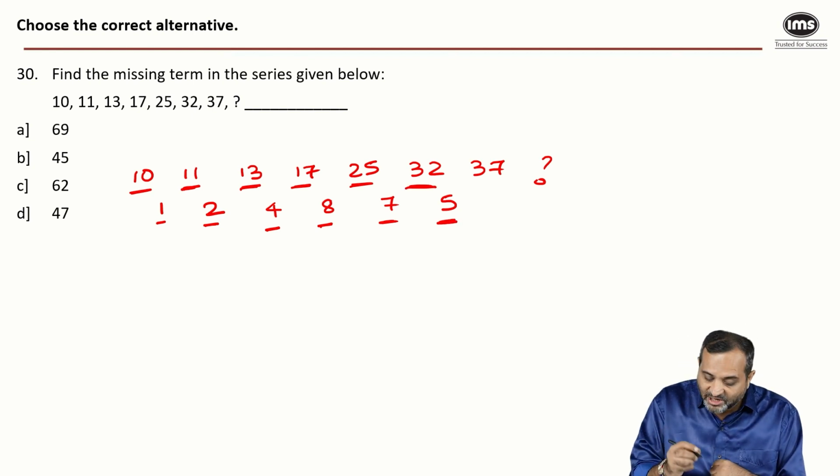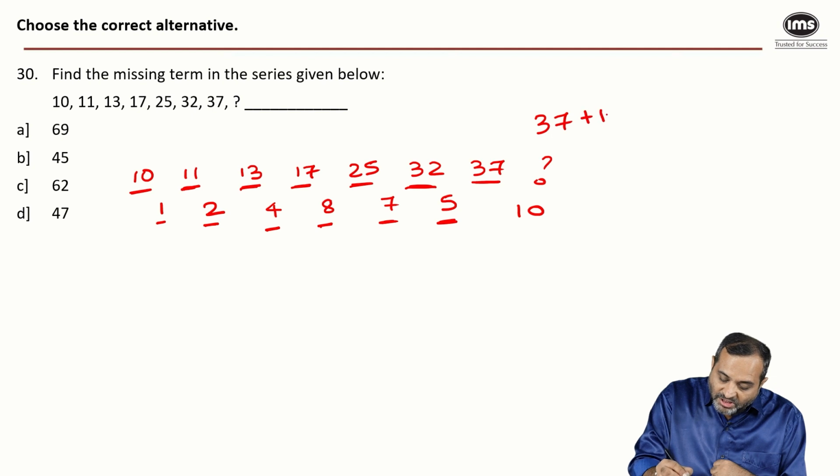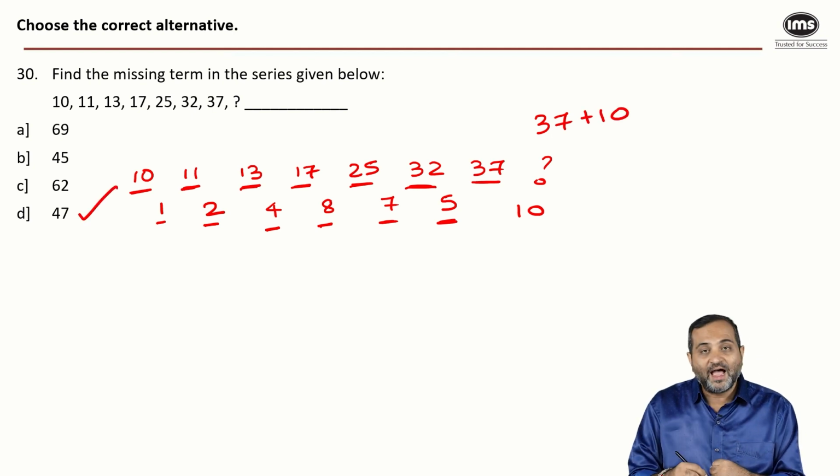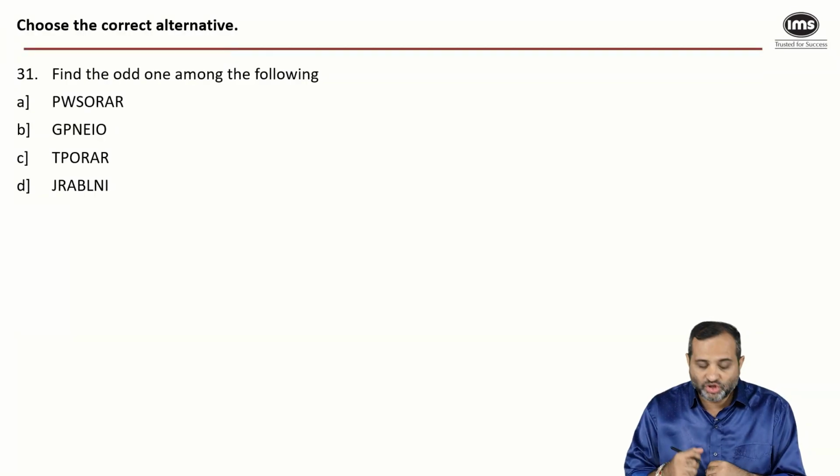Hence, can I say my next difference should be 3 plus 7, 10. And hence my answer should be 37 plus 10, which is 47. And hence option D is my answer. Let's look at the next question.